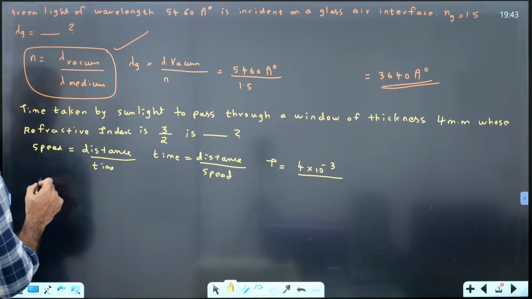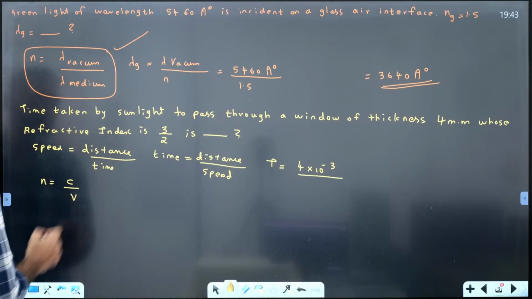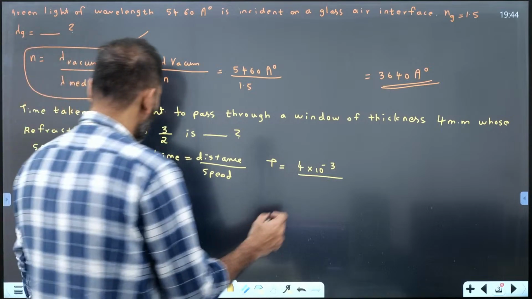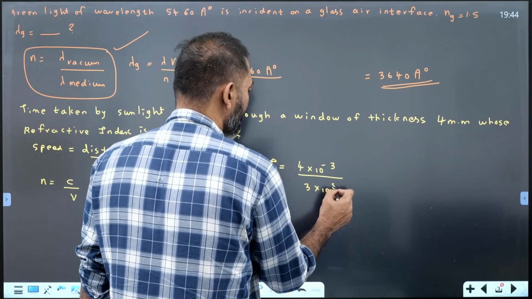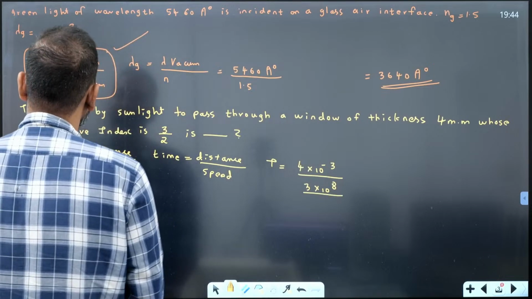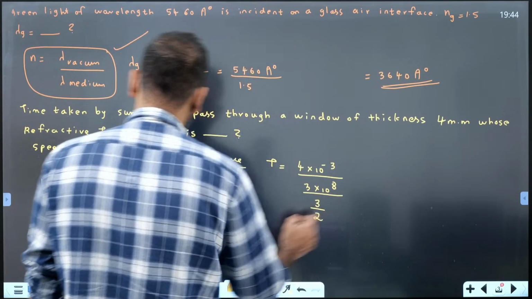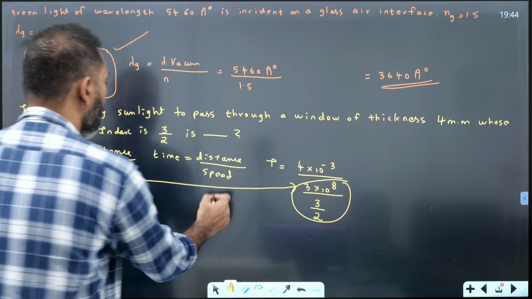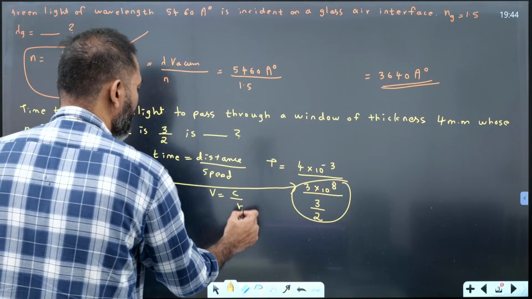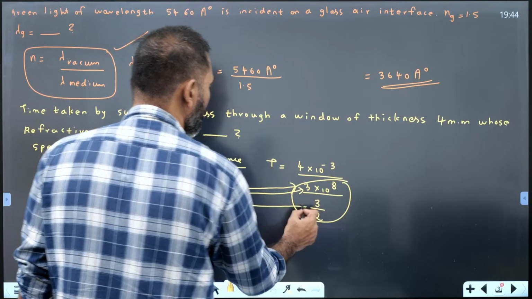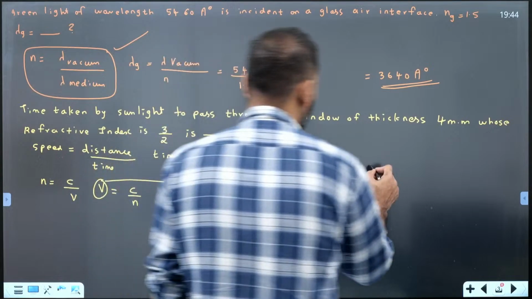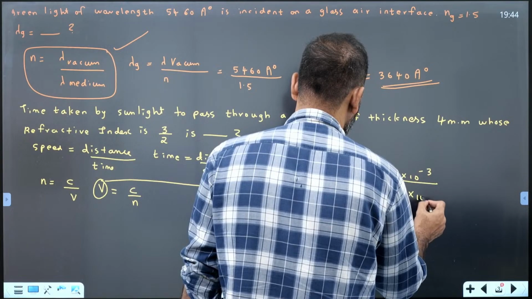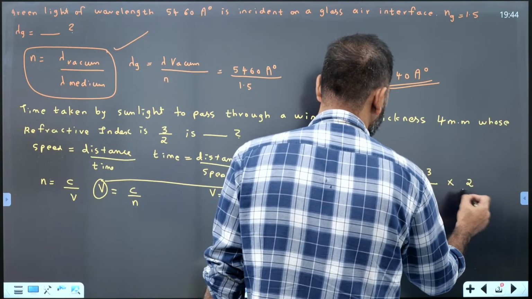But I know that refractive index is equal to speed of light in vacuum divided by speed of light in medium. So speed of light in medium is equal to C by N. C is 3 into 10 raised to 8, and refractive index is 3/2. Instead of speed, I am using the equation V equal to C by N. So time is equal to 4 into 10 raised to minus 3 divided by 3 into 10 raised to 8 into 2/3.